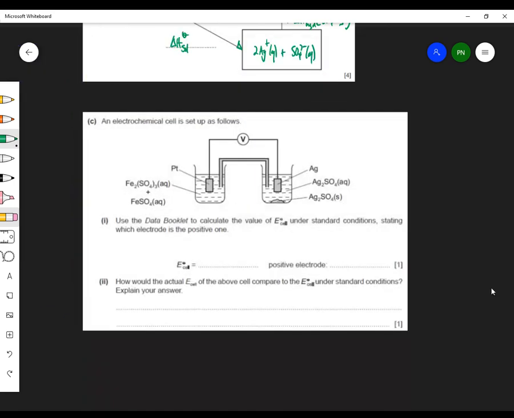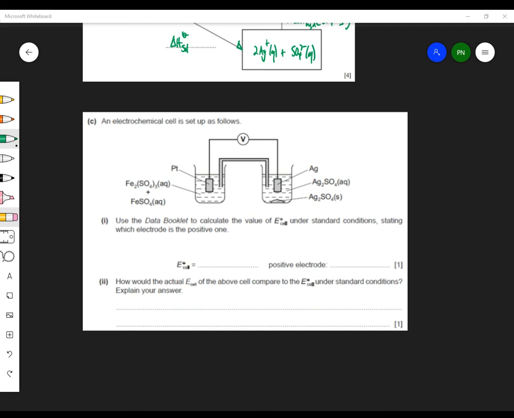Okay, there's platinum. An electrochemical cell is set up: platinum, Fe2+, Fe3+ on the left, and on the right, silver. Use the data booklet to calculate the value of E cell under standard conditions.